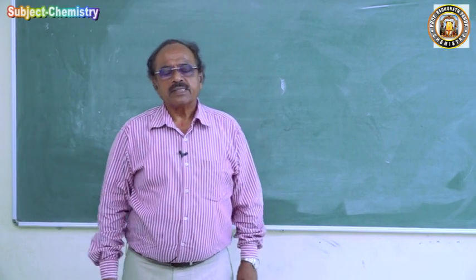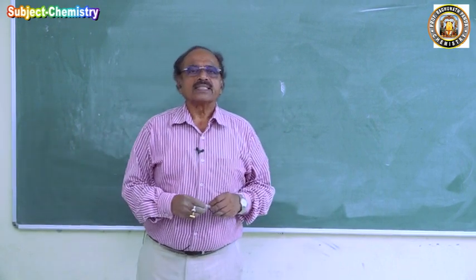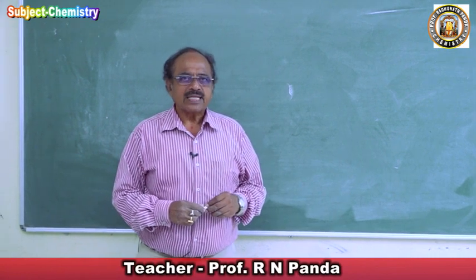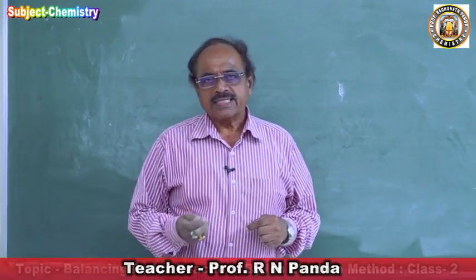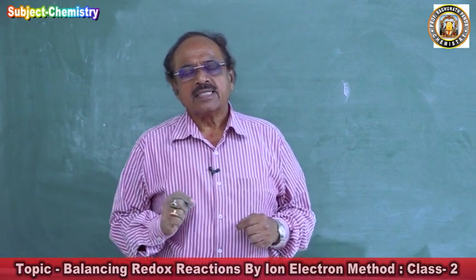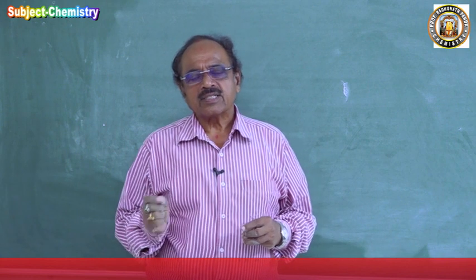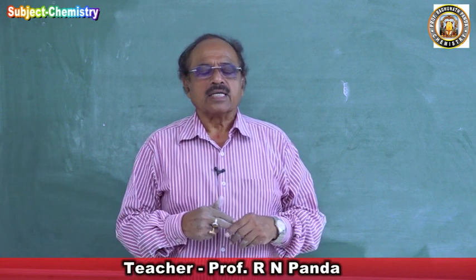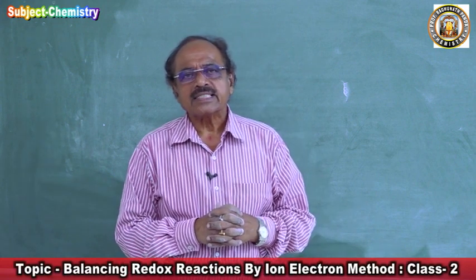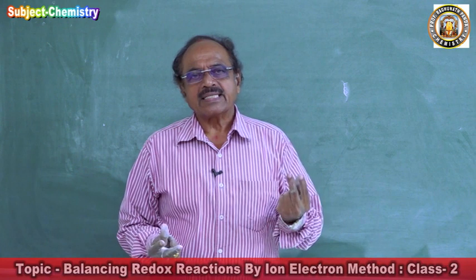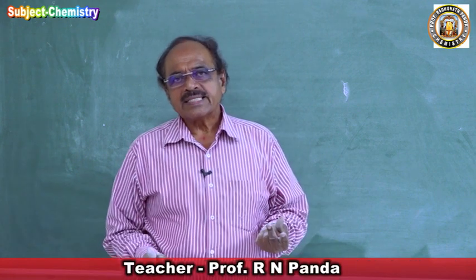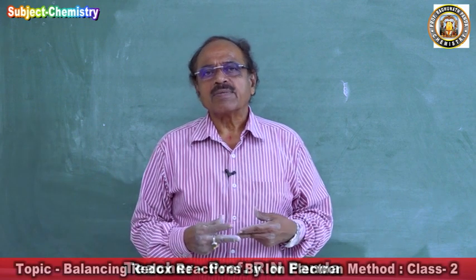So we have framed the rules for balancing redox reactions by the ion electron method. In a redox reaction, one is the oxidizing agent, which brings about oxidation while undergoing reduction, and the reducing agent gets oxidized. So in a redox reaction we will have two parts. One is getting oxidized, the other is getting reduced. So we want to balance these equations by the ion electron method.